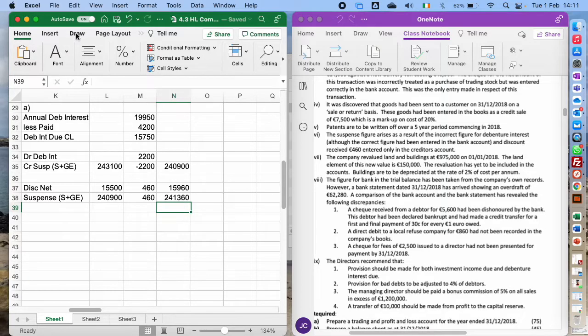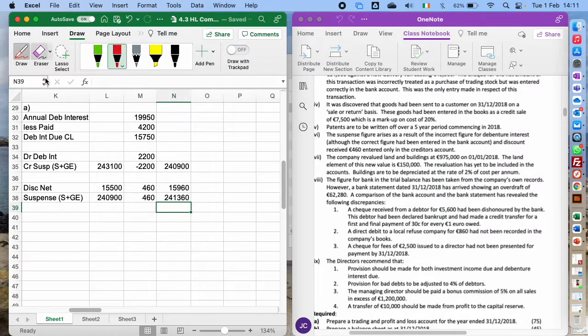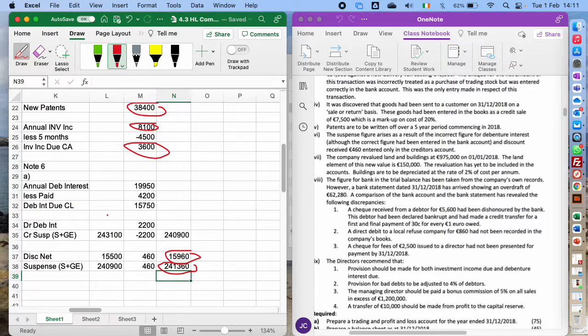So this goes into the accounts. Debenture interest, we fixed debenture interest. I think we're just going to put in the annual debenture interest figure here.